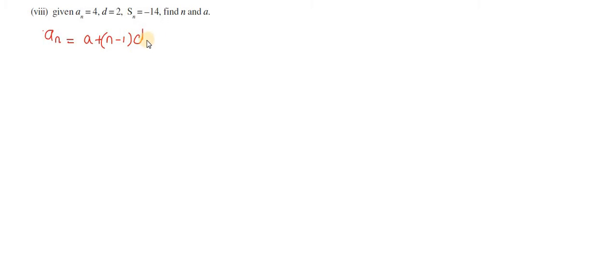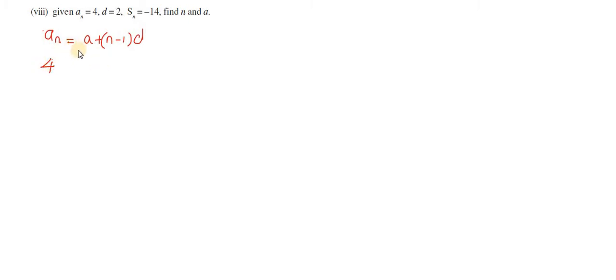And do you know what is the advantage in AP? In AP we have only 4 formulas. Within those 4 formulas only they can ask the questions. They are not able to go ahead with any other formulas. So here you can go ahead with the first formula. So an is equal to 4. From this we can find a.